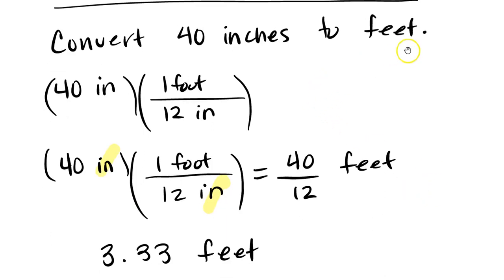Convert 40 inches to feet. So you're starting with 40. We want feet. We're trying to cancel inches. So inches goes on bottom. 1 foot equals 12 inches. Inches goes on bottom to cancel with the inches on top. 40 times 1 is 40. We have 12 on bottom. We have feet. So you do 40 divided by 12 equals 3.33 feet.